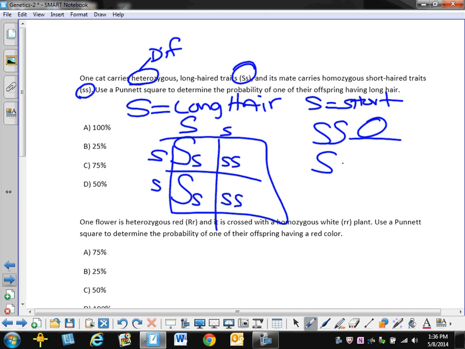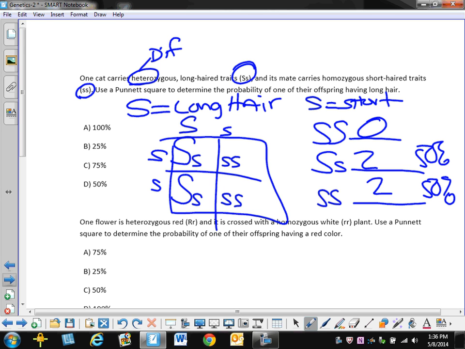Guys, you're going to have to be careful on this. Now, how many big S, little s's do we have? Good, 2. And how many little s's do we have? 2. So this would be 50%. This would be 50%. They're asking to determine the probability of offspring having long hair. What's the percentage? How in the world did we get 100% heterozygous long-haired, big S, big S? What are these guys going to be? They're short hair. So we have 50%.